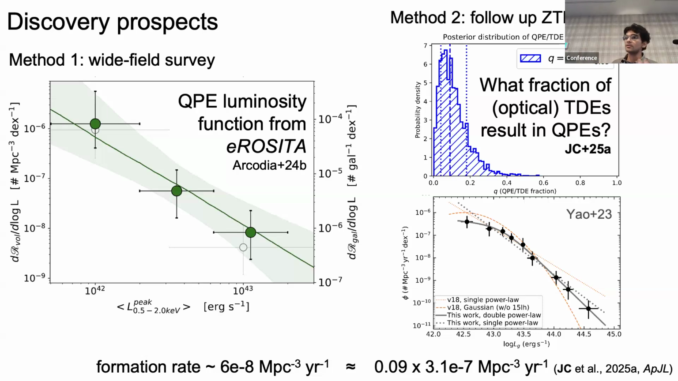And in this recent paper where we reported a third instance of QPEs following an optical TDE, we posed the question of, okay, we now know of order 100 optical TDEs total, and they have this very widely varying range of X-ray follow-up so far. Given this, what is the likely fraction of these optical TDEs that may result in QPEs? And we find that it's something like around 9%, still with relatively wide error bars.